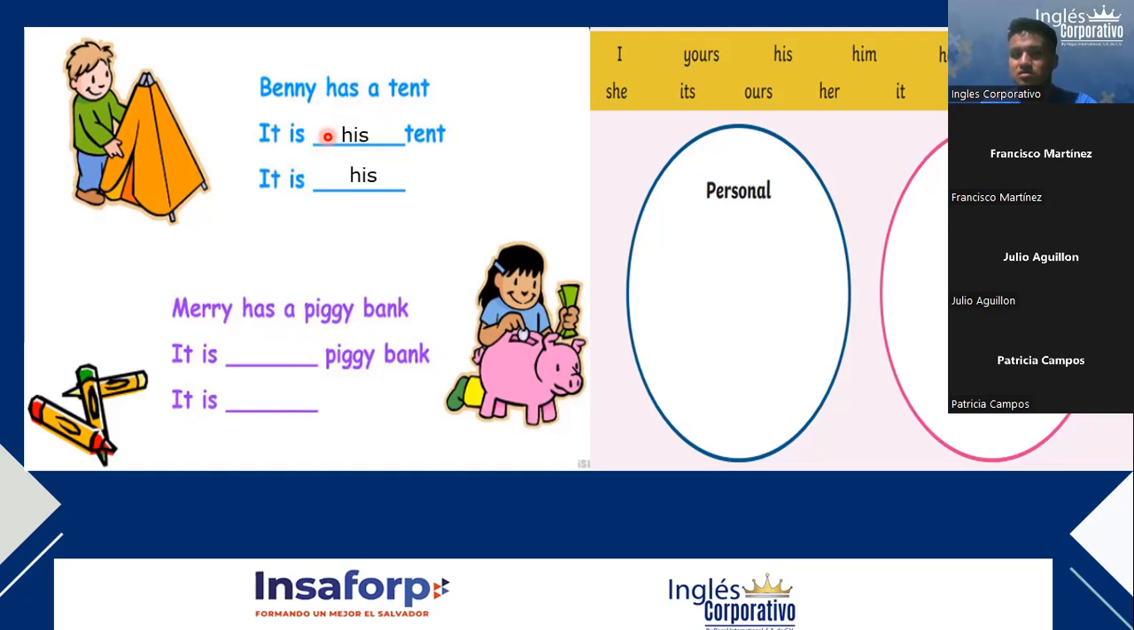Why is it an adjective and not a pronoun? Because the possessive pronoun is at the end of the sentence. Excellent. That's one of the characteristics. The possessive pronoun is going to be at the end of the sentence.